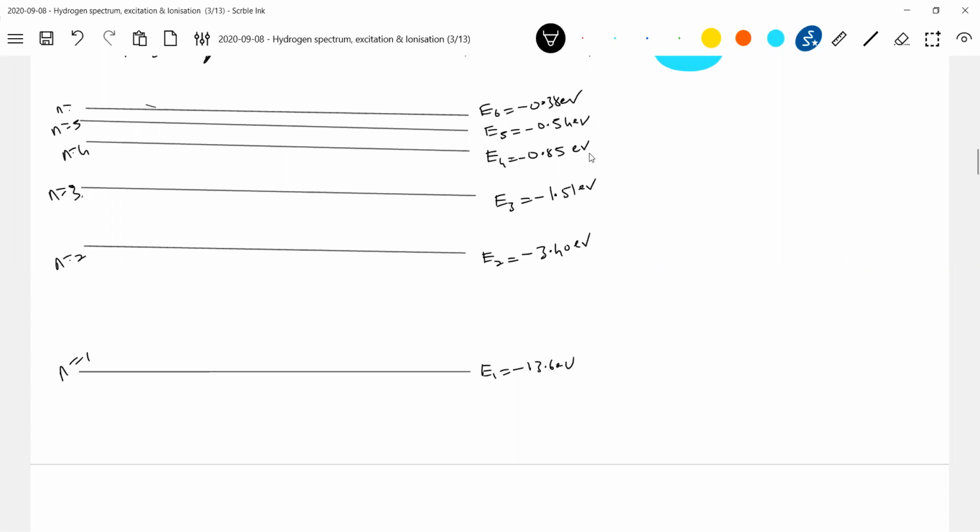n equal to 5, 6. Now what is the minimum energy needed to excite an electron from the ground state to the first excitation? Electron is here. I want to make it jump. It should undergo a transition. For that, what should be the energy needed? There's a ground state, first excited state.